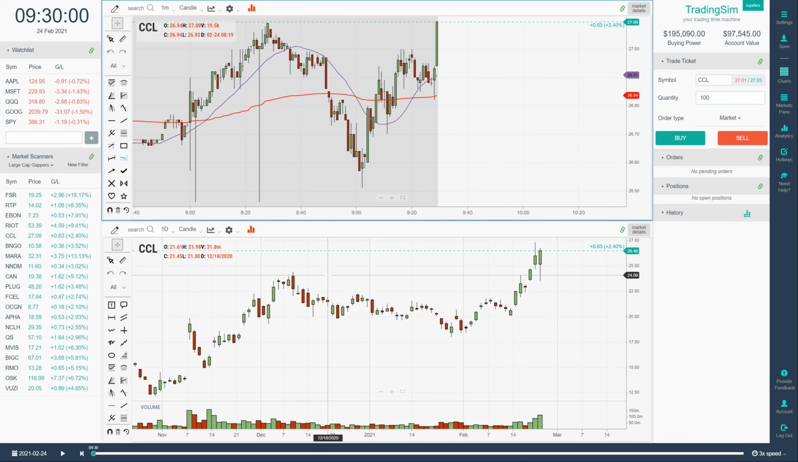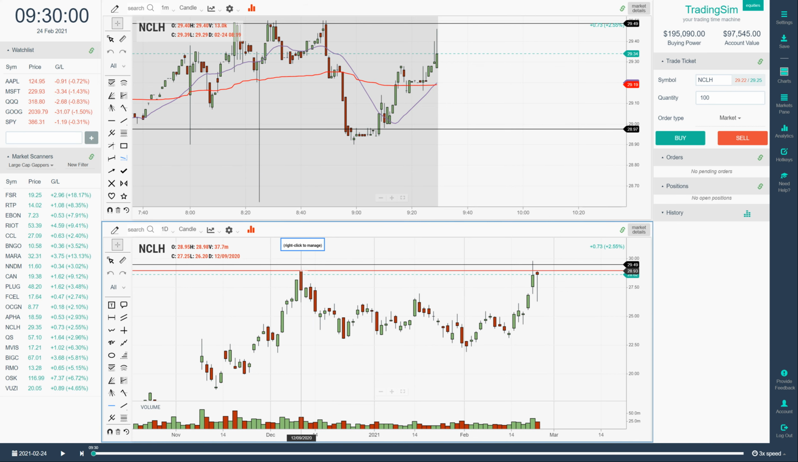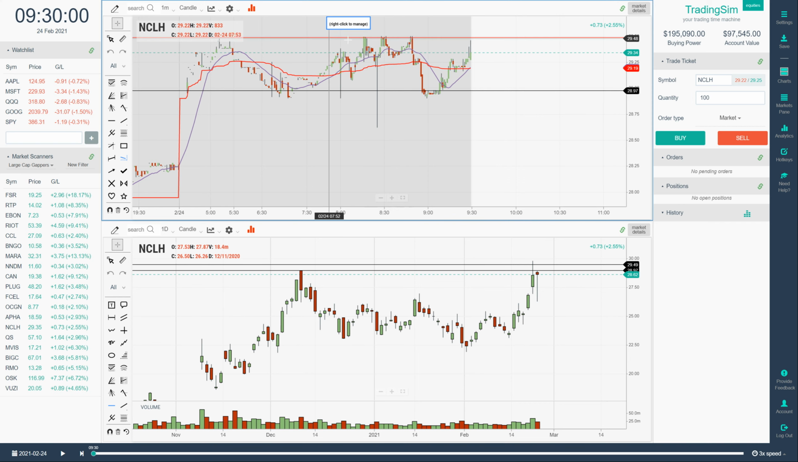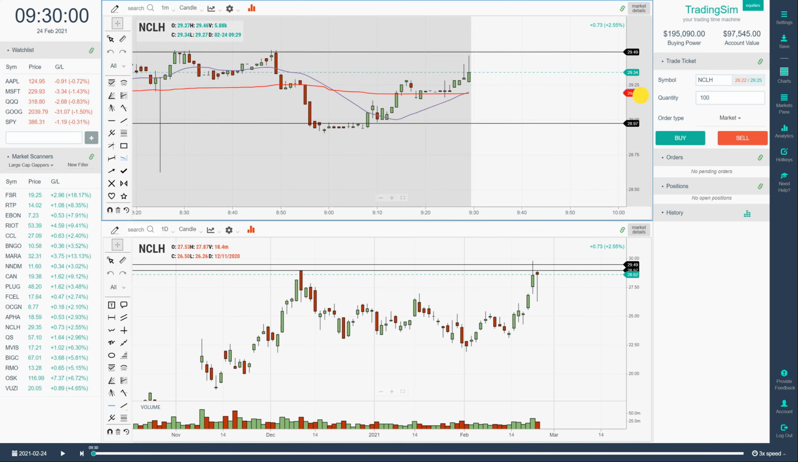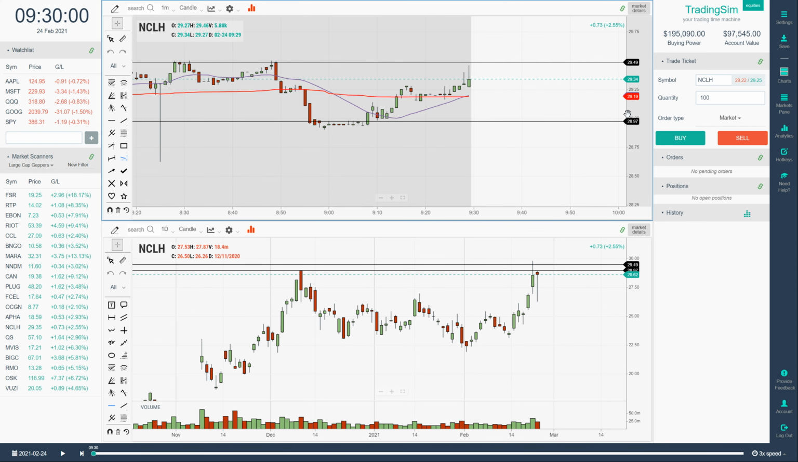So I've got a couple of lines drawn on this NCLH. One is right here at the prior breakout level. And that's going to be this black line here right around $29 on the pre-market 1 minute chart. And then I've also drawn a line at the top of that trading range from the pre-market as well. So what this gives us is an opportunity to see if this is going to continue in the direction of the gap or in the direction of the trend.